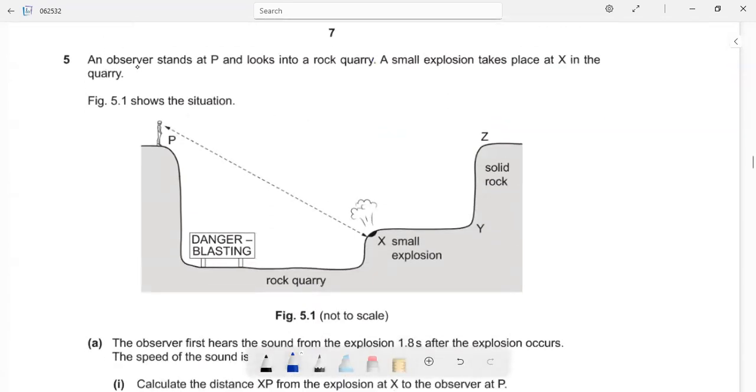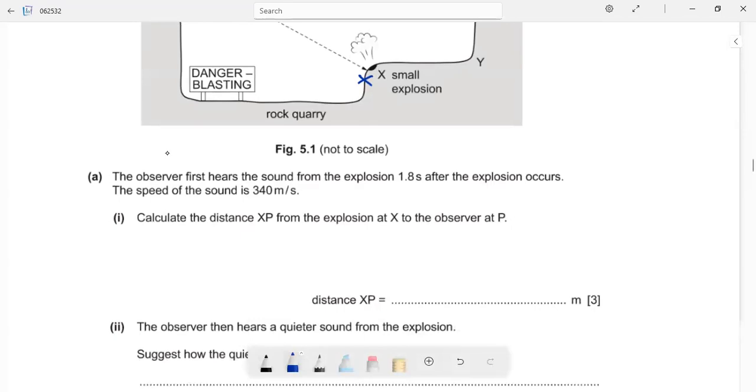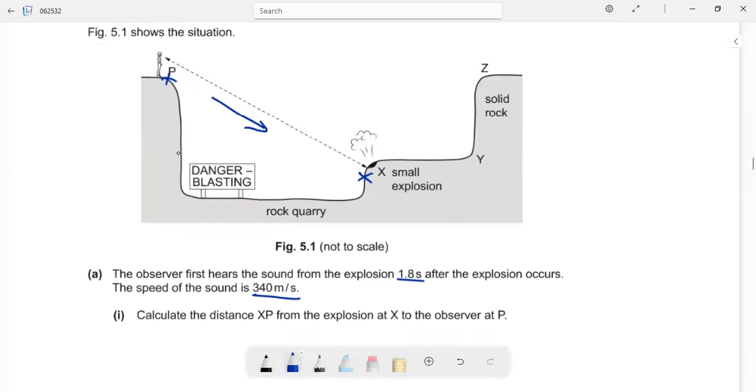Next, an observer stands at P and looks into a rock quarry. A small explosion has taken place at X in the quarry. Figure 5.1 shows the situation. The observer first hears the sound from the explosion 1.8 seconds after the explosion occurs. The speed of sound is 340 meters per second. Calculate the distance XP from the explosion at X to the observer at P. This distance needs to be calculated.